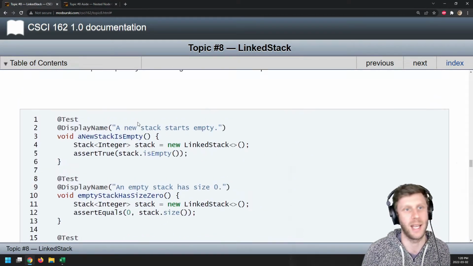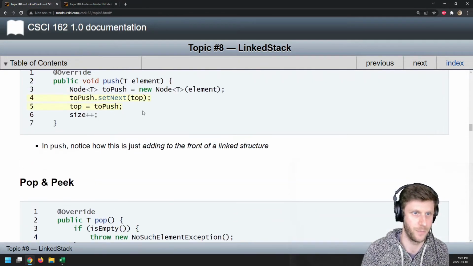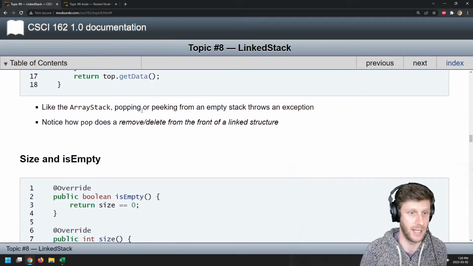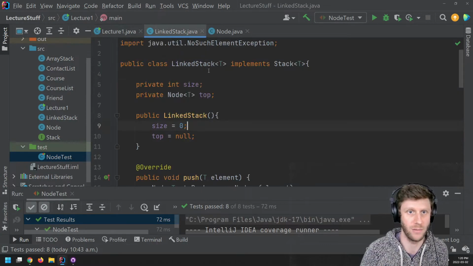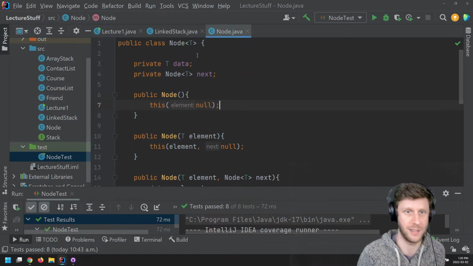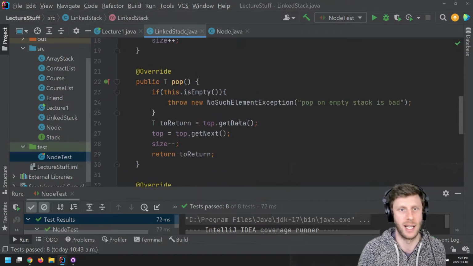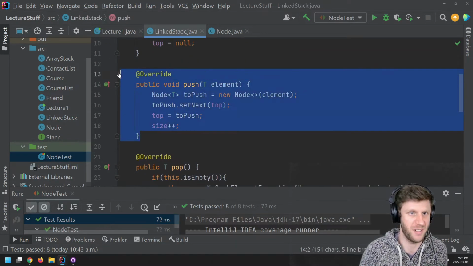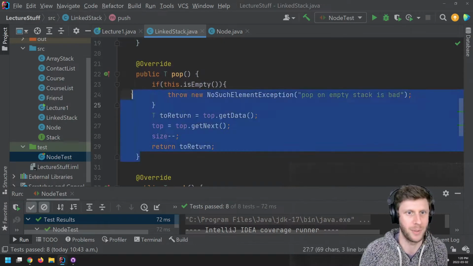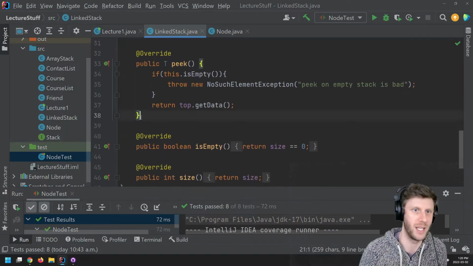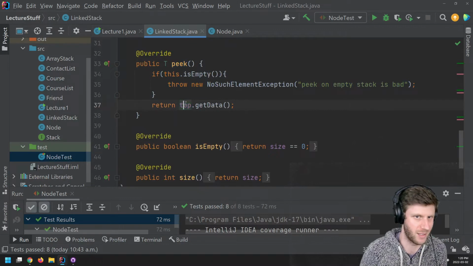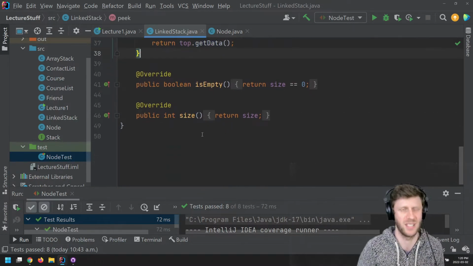So topic 8 was the last thing we were talking about, our linked stack. And we implemented that. We had our node class and we had our linked stack. We wrote our push, which was just adding to the front of a link structure, pop, removing from the front of the link structure, peek, not even removing, just returning the data from the top, and then isEmpty and size.